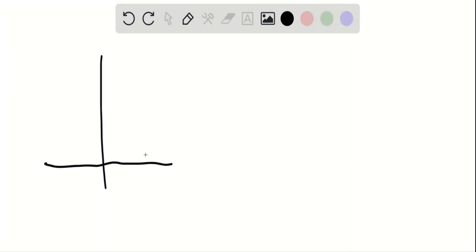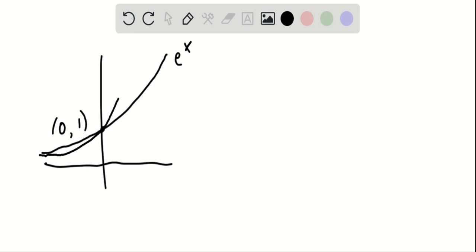So I'm going to give a very lame graph here because an exponential function e to the x looks something like this. This is the ordered pair (0, 1), by the way. That actually doesn't matter, but this would be e to the x. Now e to the 2x grows exponentially faster.